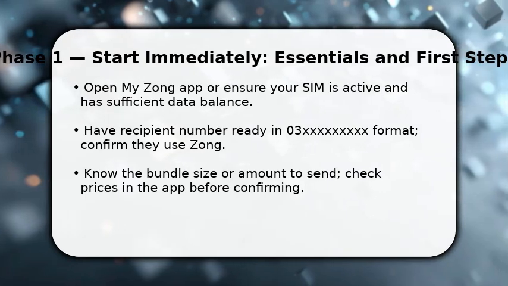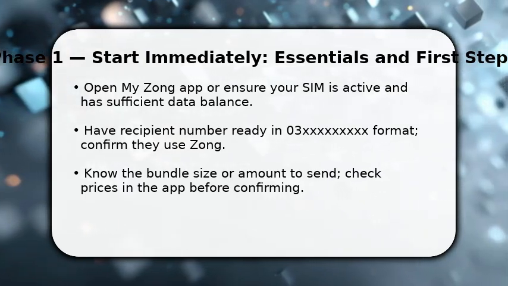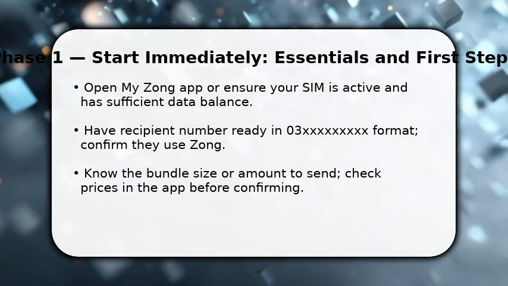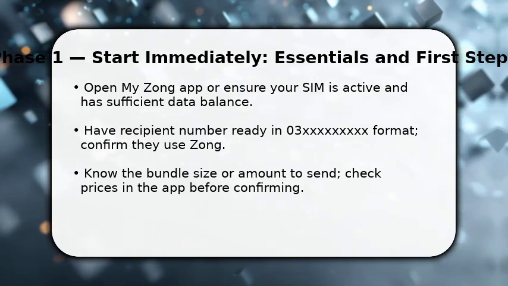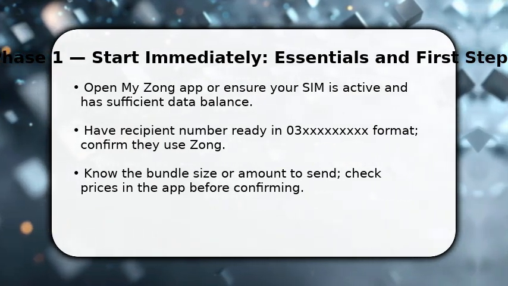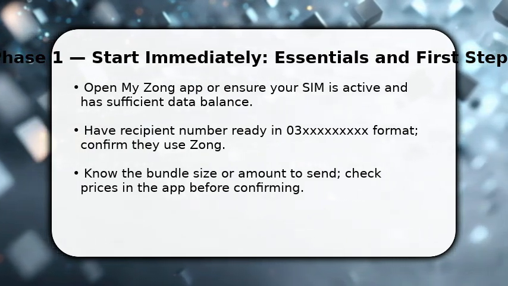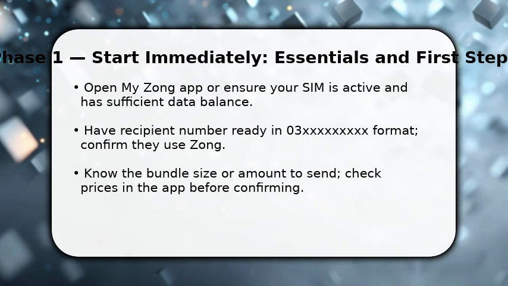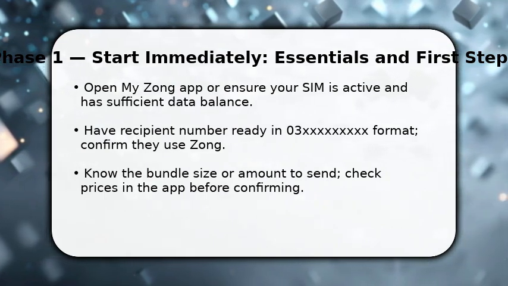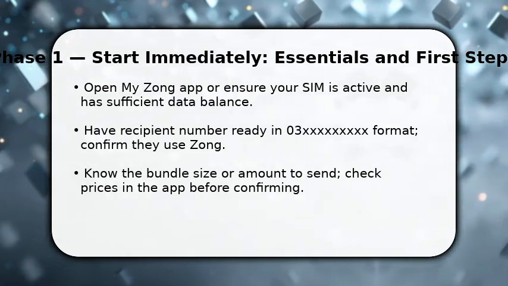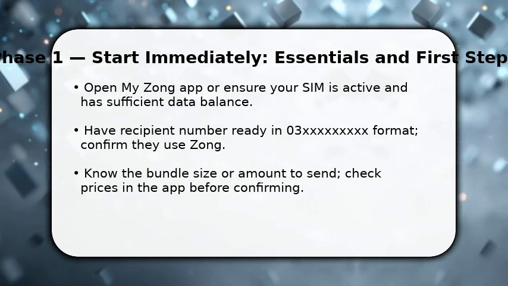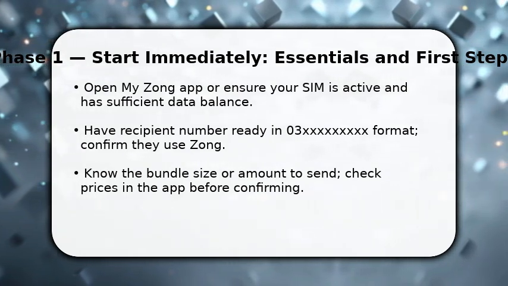You start by opening the My Zong app because it shows current bundles and the dedicated data share option. Once done, make sure your SIM is active and your data balance covers the amount you plan to send. You must also have the recipient number on hand in 03XXXXXXXXX format and verify they are a Zong user. This avoids failed transfers. Tap Data Share immediately.